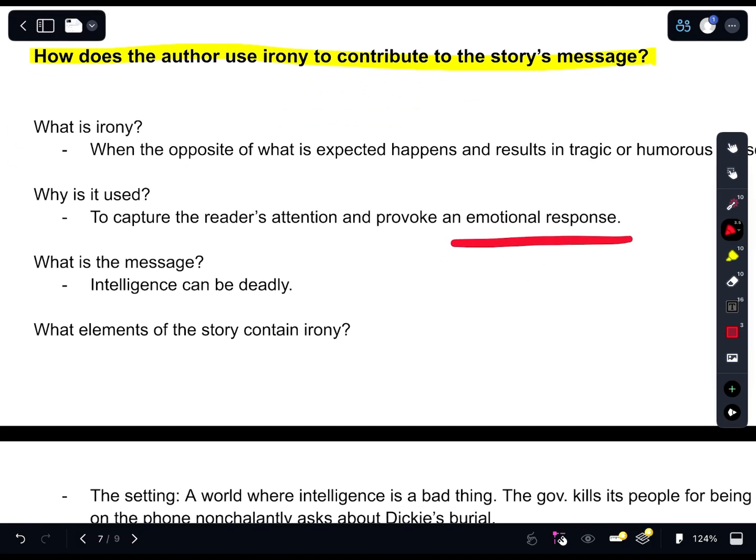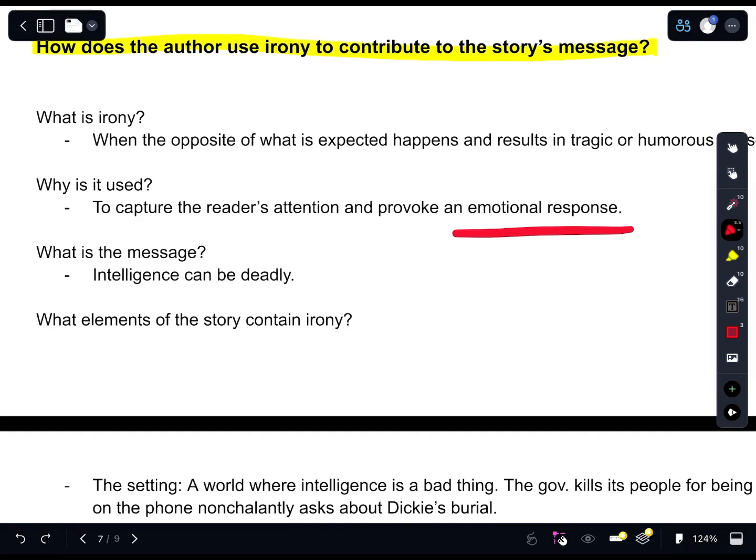So now we move on. What is the message of this story? Okay, so I talked about this before. Intelligence can be deadly. It's deadly two ways. It's deadly for Dickie, it's deadly for the smart people, but it's deadly as a weapon because it can be used by the smart people, like the people in the government.